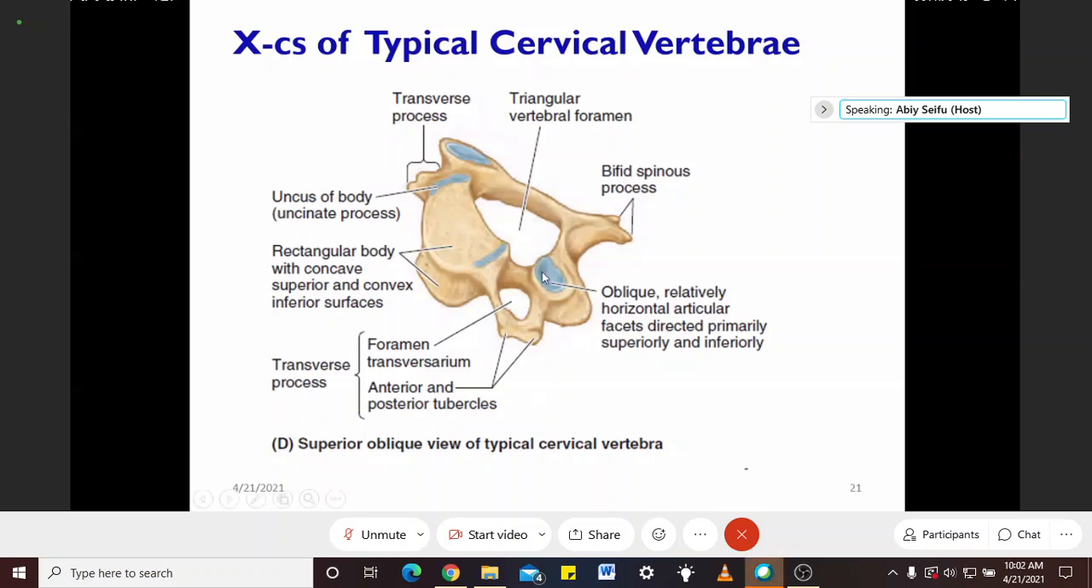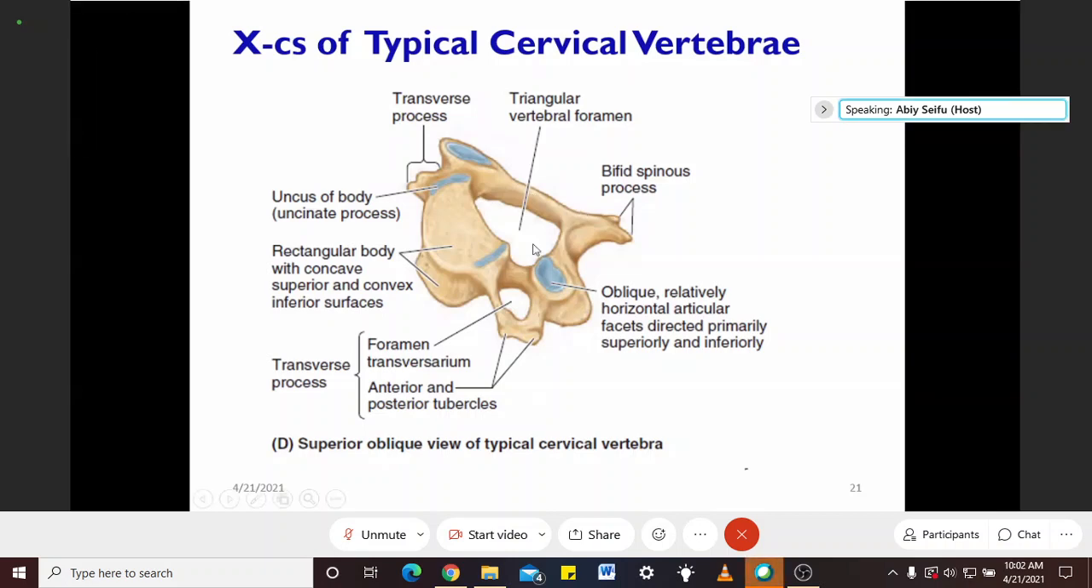Then this one is the superior articular facet. The articular process is shorter. And this one is the surface lined by the cartilage, which is the articular facet, which is oblique and relatively horizontal, a plane-like surface, but which faces posteriorly, and the inferior one is the opposite one.